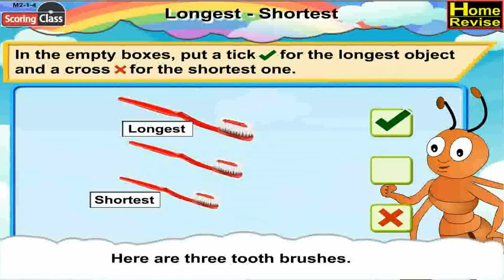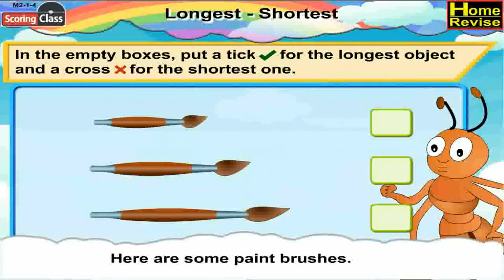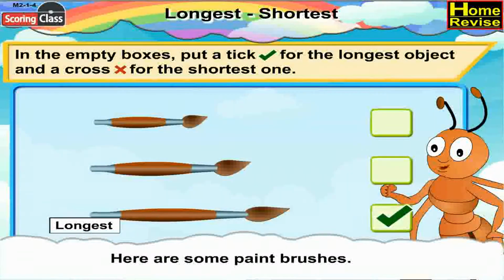Hey kids, do you love painting? Well, here are some paintbrushes. Now find out which one is longest and which one is shortest. You are correct. The third brush is longest. So put a tick in the box in front of the third brush. The first brush is shortest. So put a cross in the box which is in front of first brush.